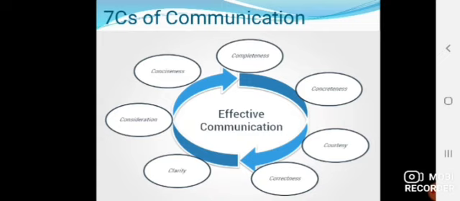The message should be correctly transmitted. This is the first criteria. And in the second place, clarity means the message should be clear. It should consist of very simple language, simple terms, so that it is able to generate complete understanding in the mind of the listener.